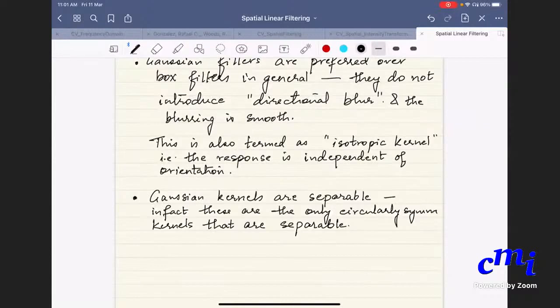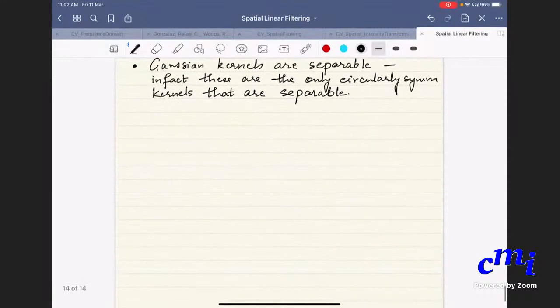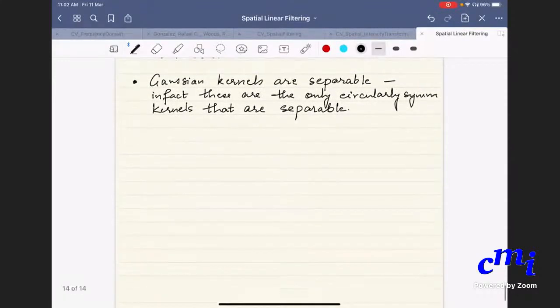Moreover, with this separability, we have a nice property, that is the mean and standard deviation. Separable means it can be broken up into two one-dimensional kernels, right? So if you know the mean and standard deviation for the two one-dimensional kernels, then from that you can calculate the mean and standard deviations for the correlation and the convolution kernel obtained from those two one-dimensional kernels. So that is one more property of Gaussian kernels. They are separable, which means they can be written as the product of two one-dimensional kernels.